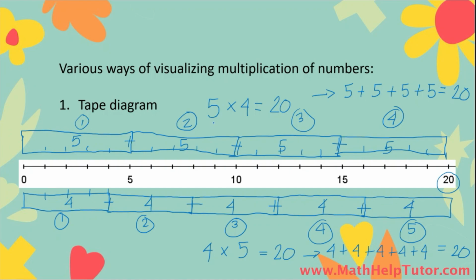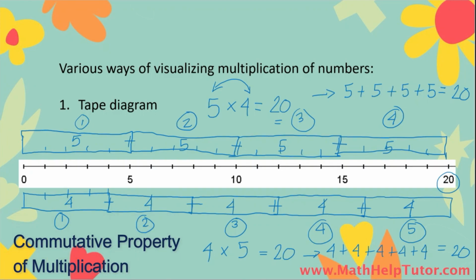So you can see that 5 times 4 is equal to 20 is just the same as 4 times 5 is equal to 20. So even if we switch the first and second numbers in our multiplication operation, it just arrives at the same answer. Now this characteristic of multiplication, where you can switch the number to be multiplied and the number to multiply by and still arrive at the same answer, is called the commutative property of multiplication.